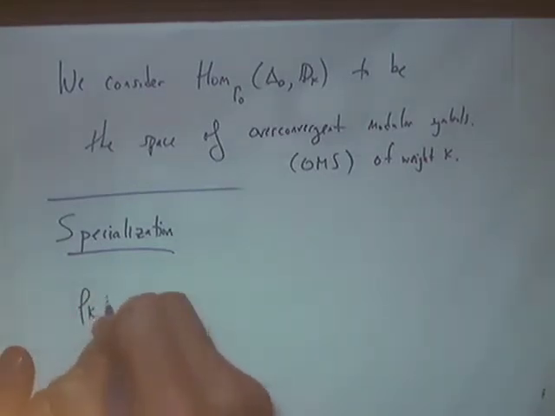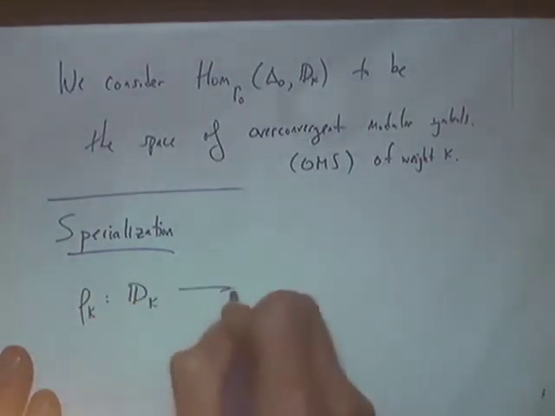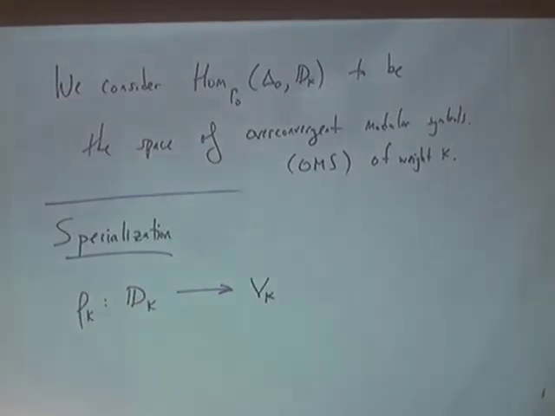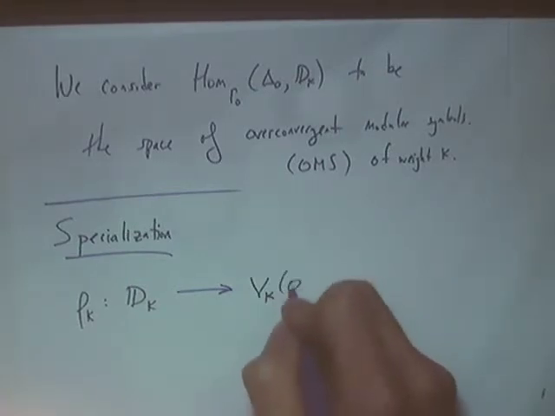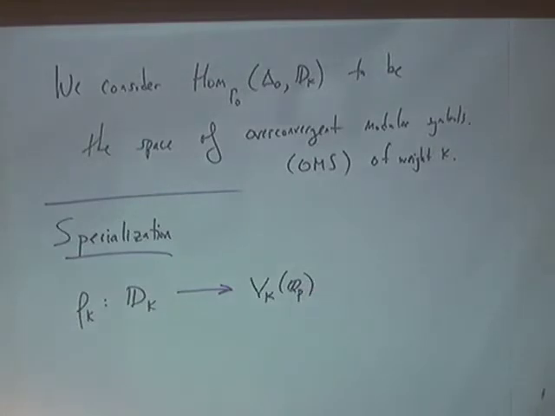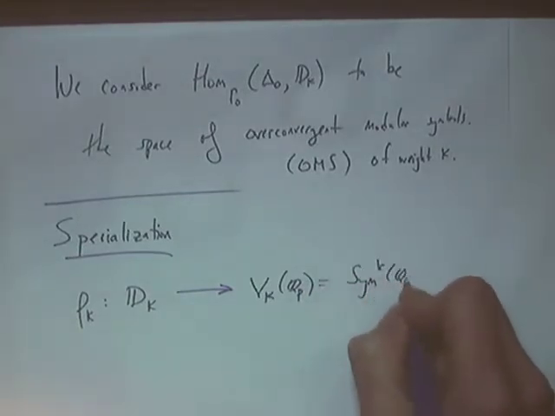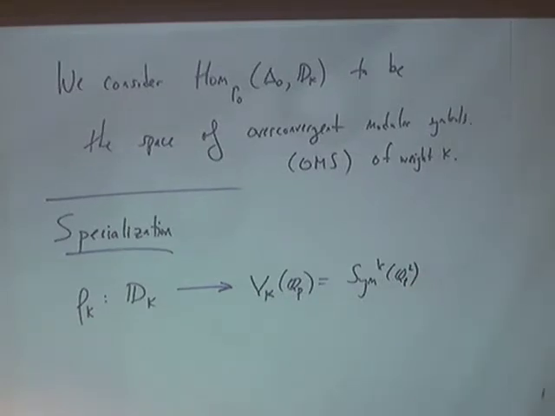So rho k is going to be the map from dk to vk. Well, vk was sim k of c squared. I don't want c, right? I'm now in a completely chaotic world. So I should write, let me do this, vk of qp. And this will mean sim k of qp squared. And now whenever I write vk of something, it'll mean just plug that thing into the sim k.